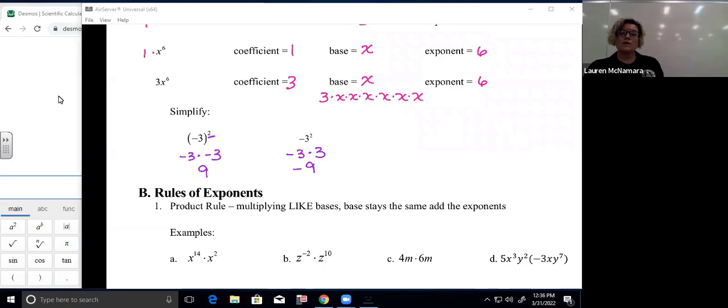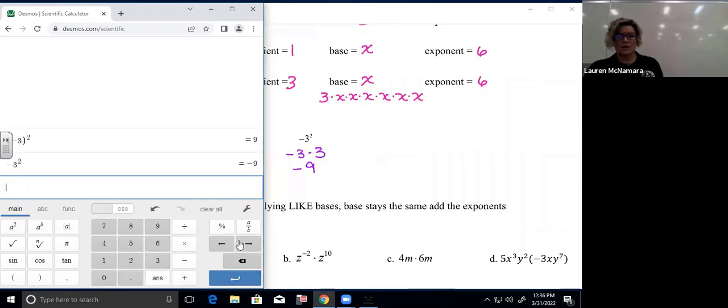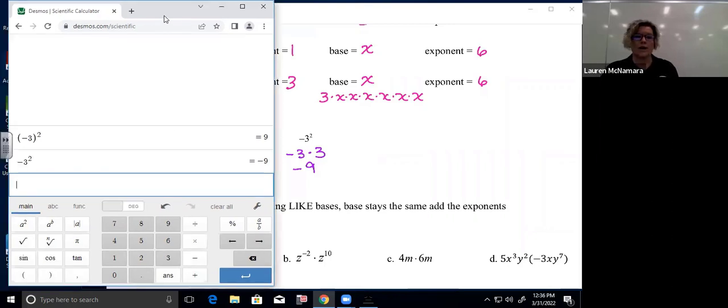Your calculator understands this also. So let's look at this example. I'm going to go ahead and put in my parentheses -3, close my parentheses, and square it. So right there it says my answer is 9. Now, if I just do -3 squared, my answer is -9. So half the battle when you're doing questions is plugging them into your calculator correctly, because your calculator does know order of operations.